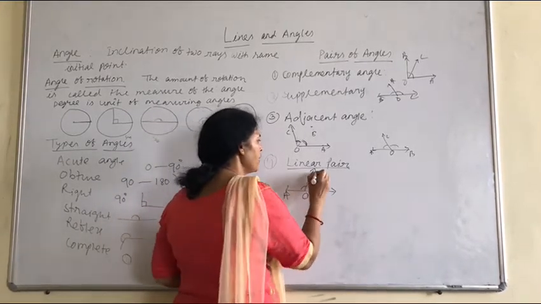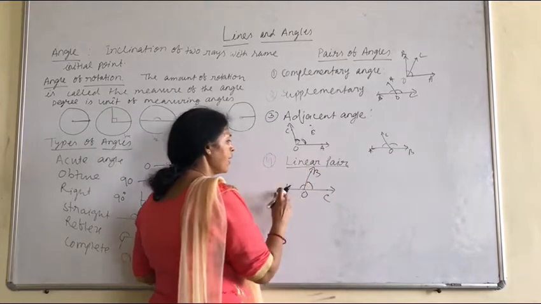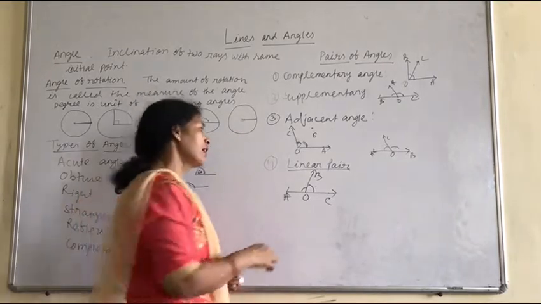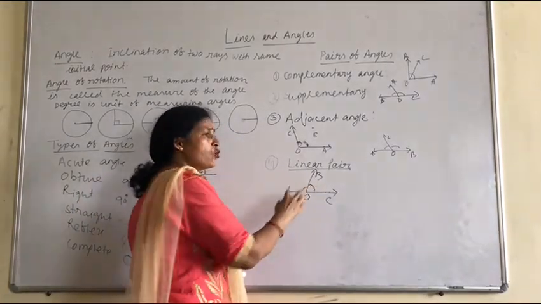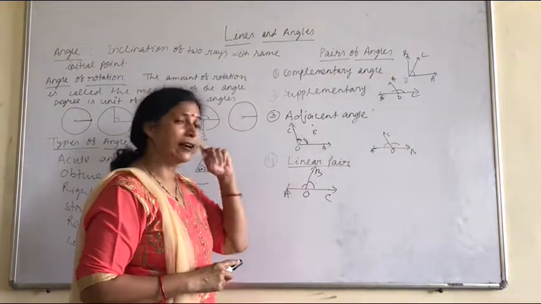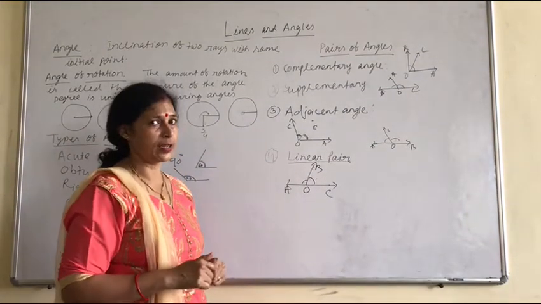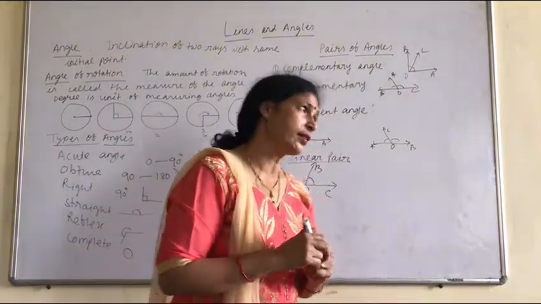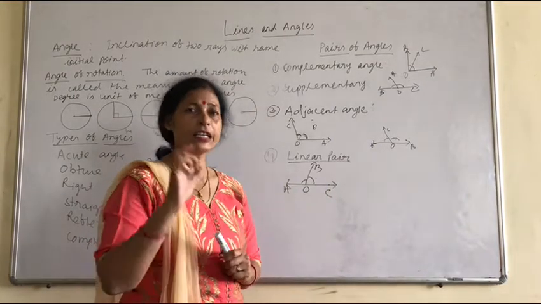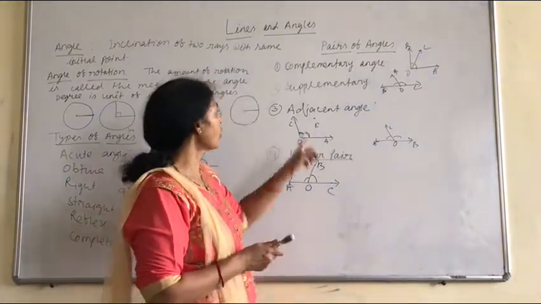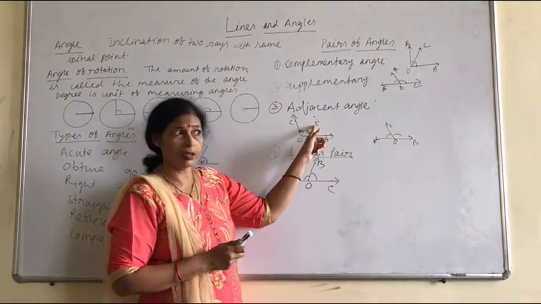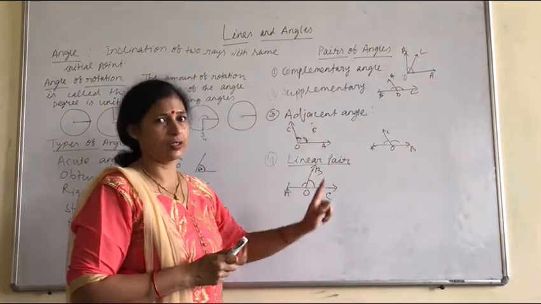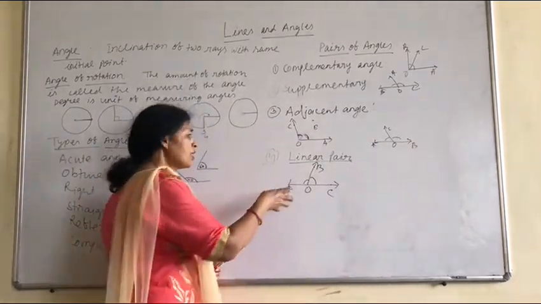AOB and BOC are two angles. They are a linear pair because the sum of these two angles is 180 degrees. Two adjacent angles whose non-common arms are opposite to each other. In a linear pair, the non-common arms are opposite to each other. Clear? You just remember this.